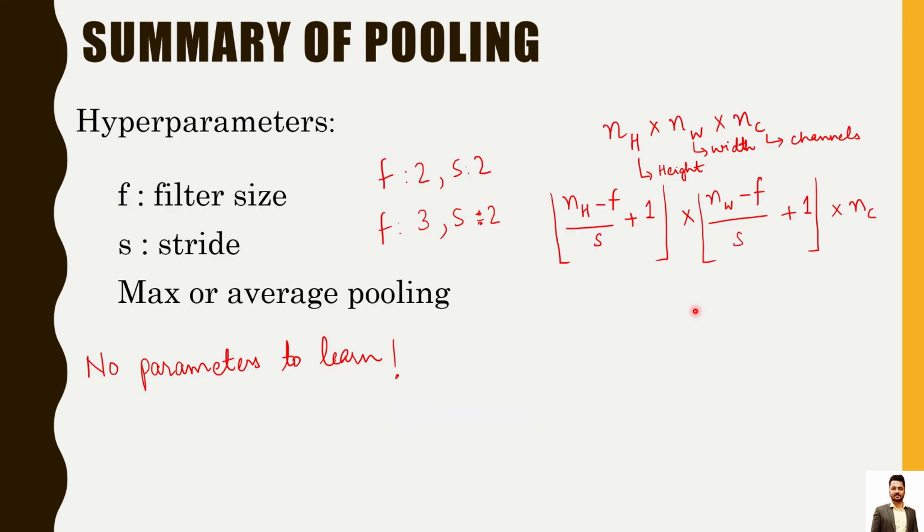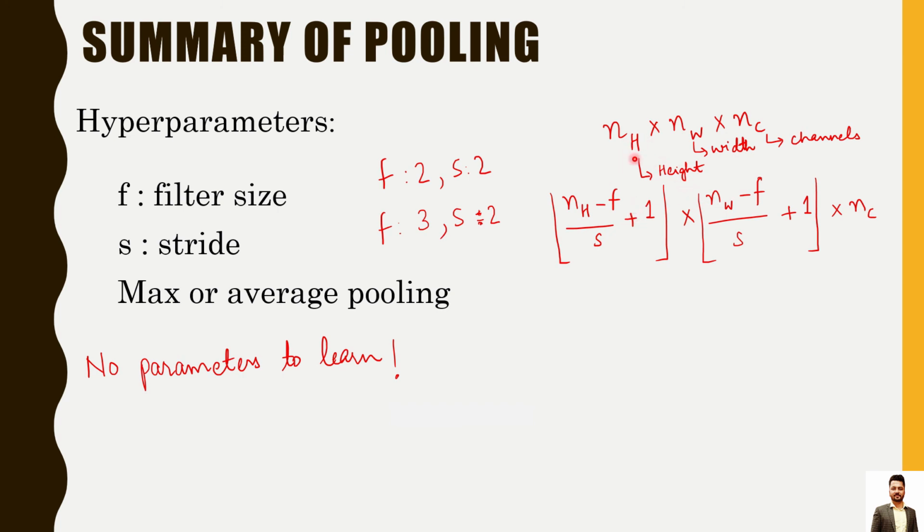So what is the summary of pooling? Hyperparameters are filter size, stride, and if you want to use max pooling or average pooling, you have to decide. So all those things are in your control. No parameters to learn. In a sense, no weights and bias values are here to be learned. All the values are in our control. So F is 2, size 2. So this has to be calculated. The final answer will be calculated through this formula.